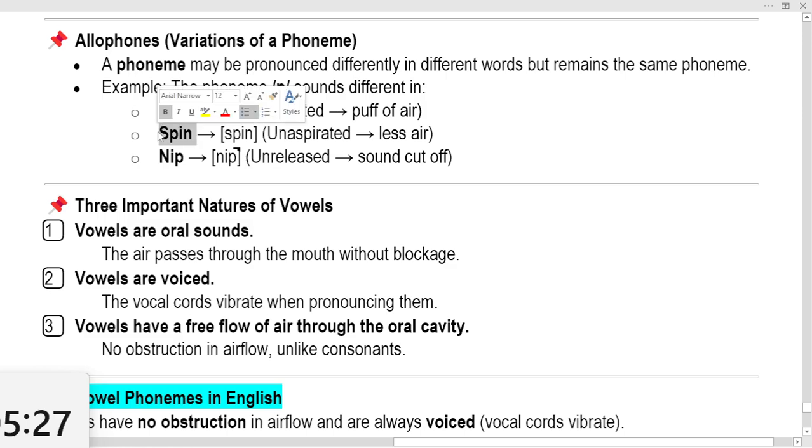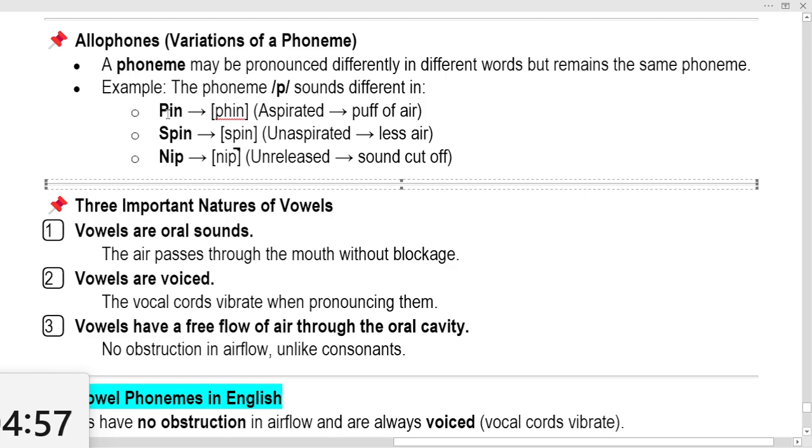Iba din naman sa spin. Okay, try to put your hands closer to your mouth. Spin. Diba? Less air. Spin. Okay. Now try the word nip. Unreleased, or the sound is cut off. Nip. Yung P sa pag nasa huli, na-cut off yung sound ng P, di ba? Instead of a puff of air, nasa-stop siya kasi siya yung ending.